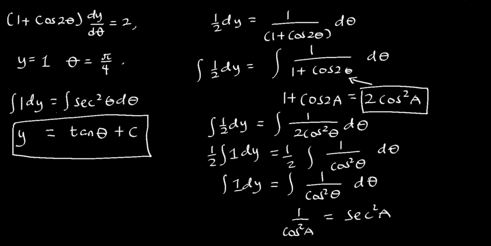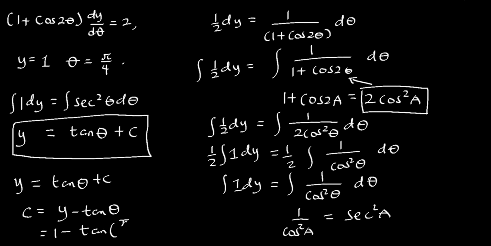So let's look at that. We were given that y equals 1 when theta equals pi over 4. So you can substitute this into the general solution so that we can get the particular solution. We're going to have y equals tan theta plus c. Since we want to find c, we can make c the subject. So we're going to have c equals y minus tan theta. So we are going to have 1 minus tan of pi on 4.